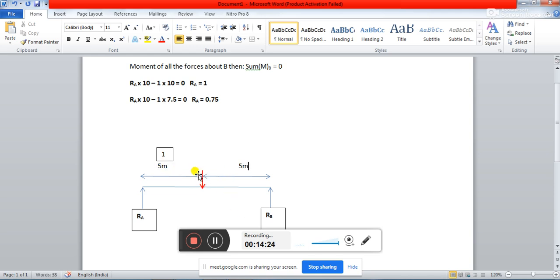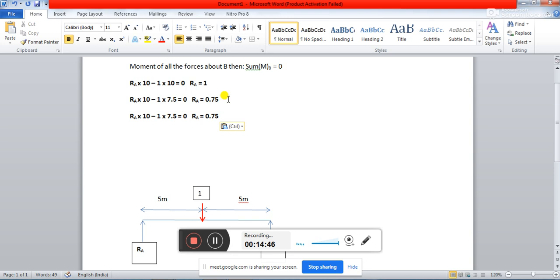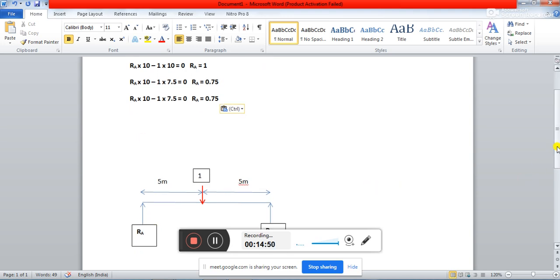So the unit load has come to a position. Please understand, this load is unit. So this load has come to a position at the middle because of the movement. At this point, what will be your reaction at RA? So when this load has moved by this amount, what will be the reaction at RA? You say RA into 10 is going to remain the same, it is not going to change, and you see this load has moved by 5 meter from this support.